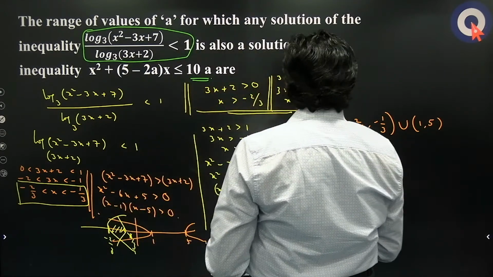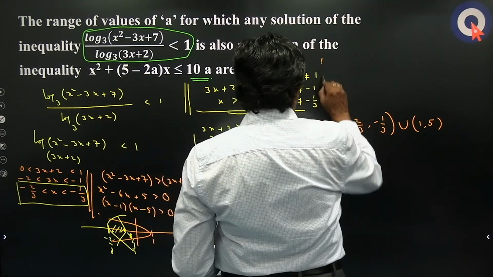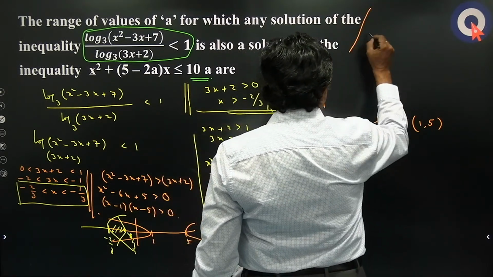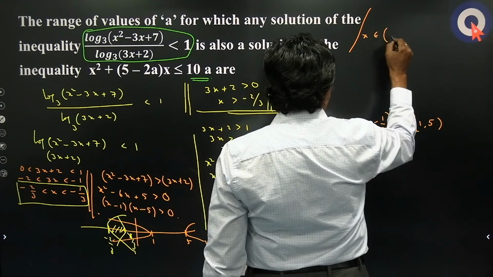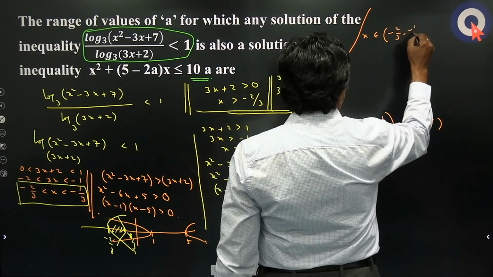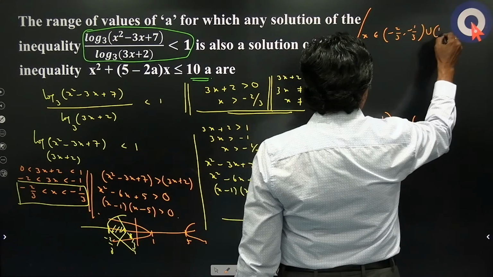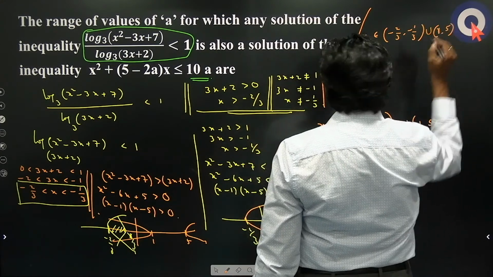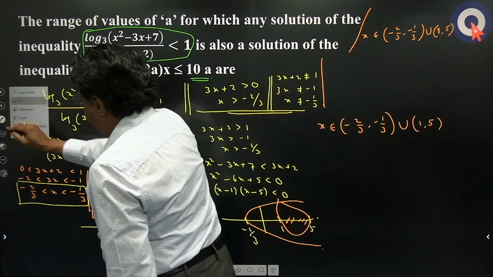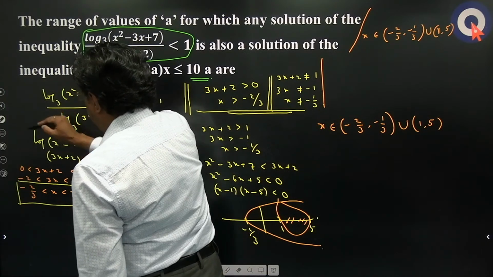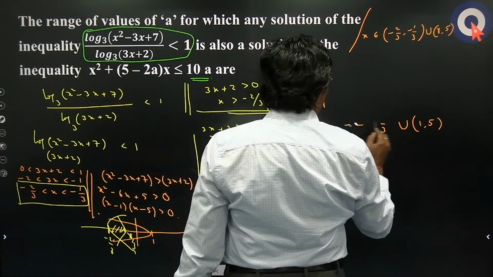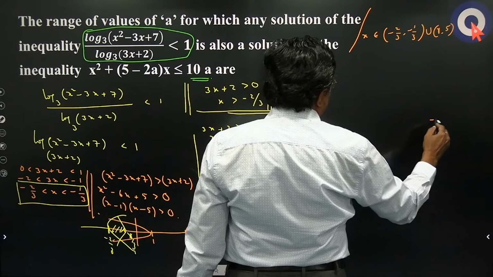Now with regard to the second inequality, I think we can conclude it here. I'll just use the space. x belongs to minus 2 by 3 to minus 1 by 3 union 1 to 5 is what you got here.